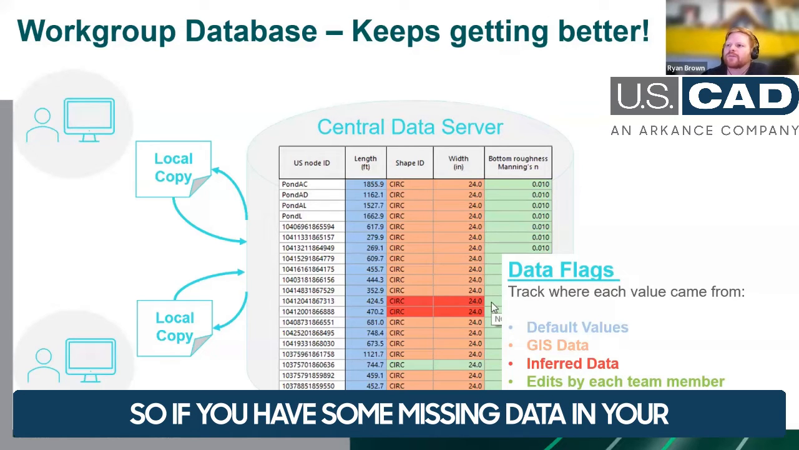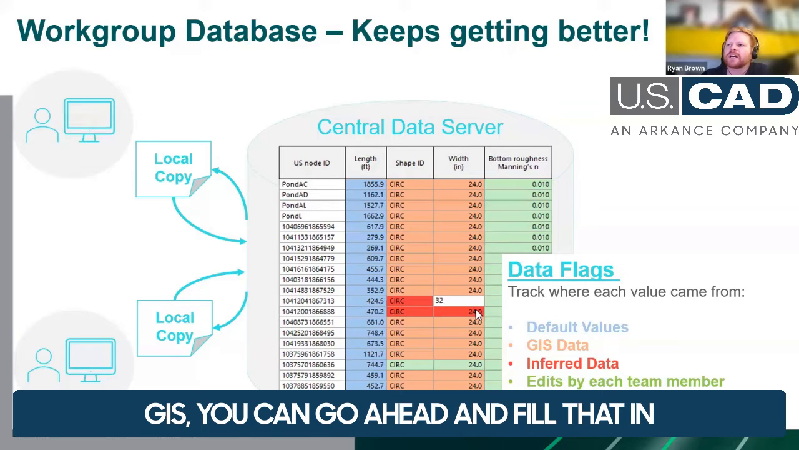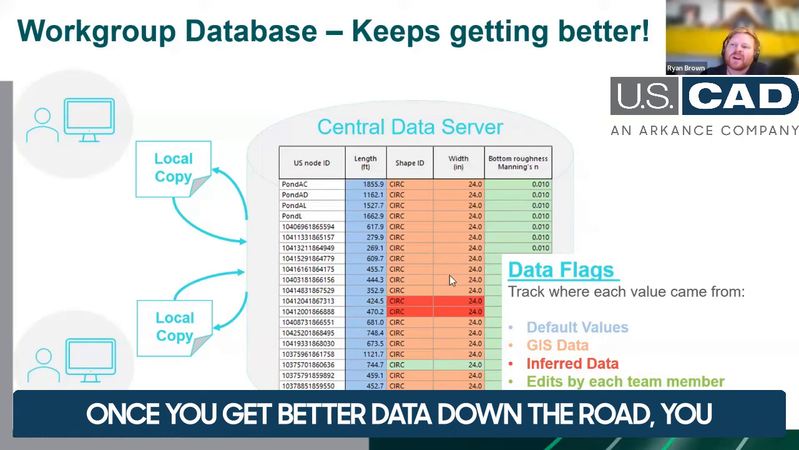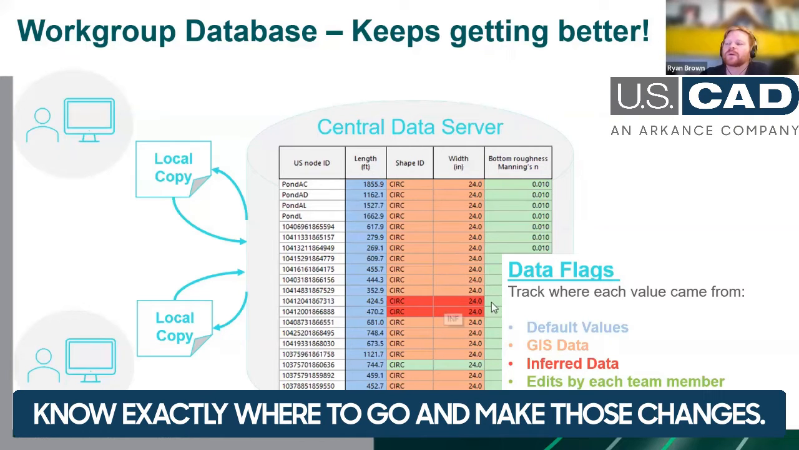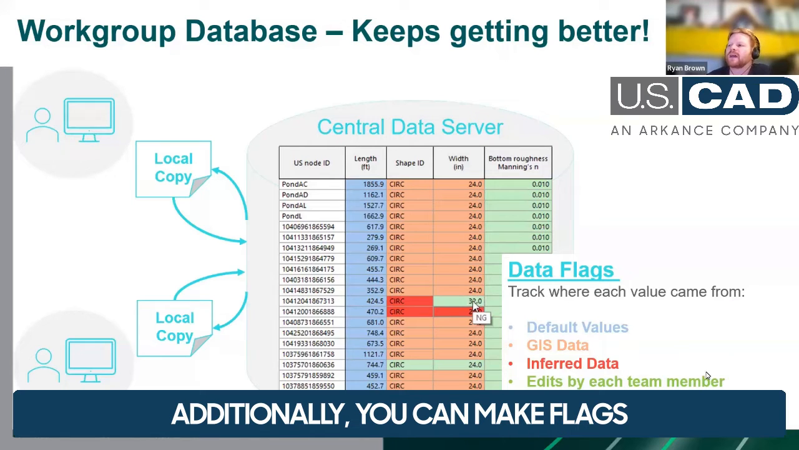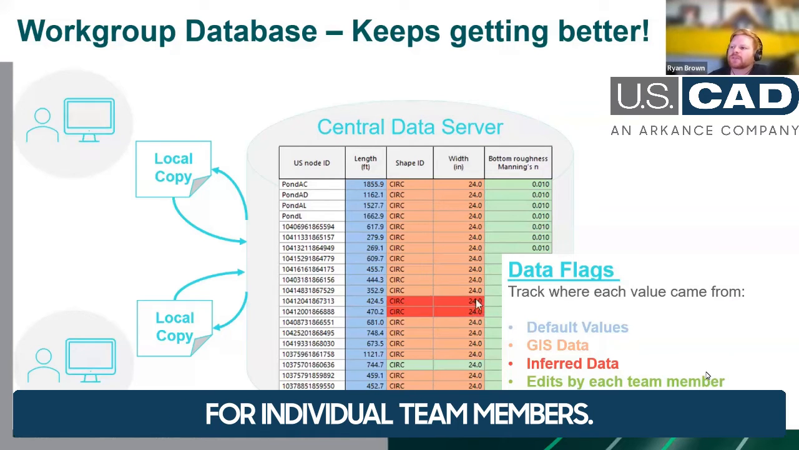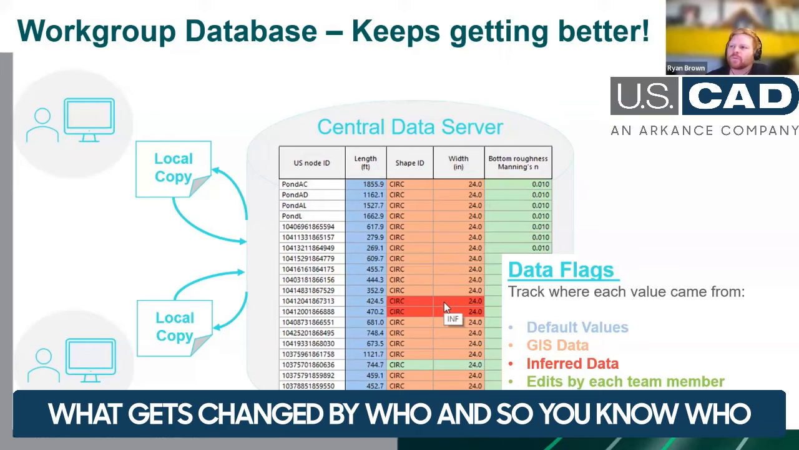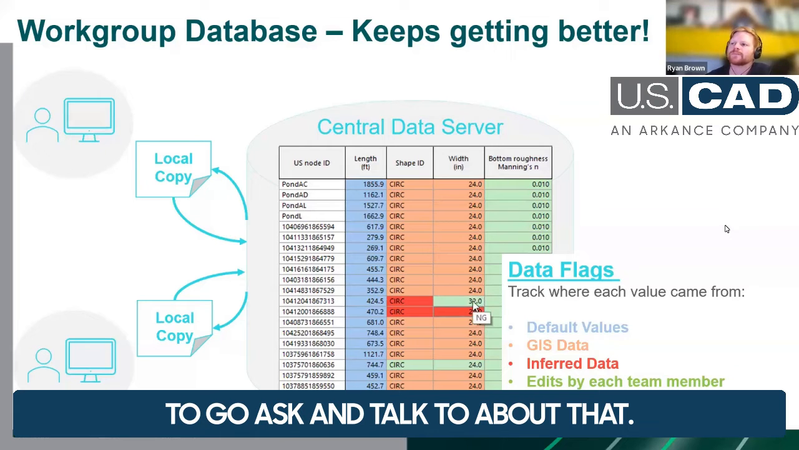So if you have some missing data in your GIS, you can go ahead and fill that in with inferred or assumed data and flag it. Once you get better data down the road, you know exactly where to go and make those changes. Additionally, you can make flags for individual team members. This can be helpful just to make sure you understand what gets changed by who, and so you know who to go ask and talk to about that.